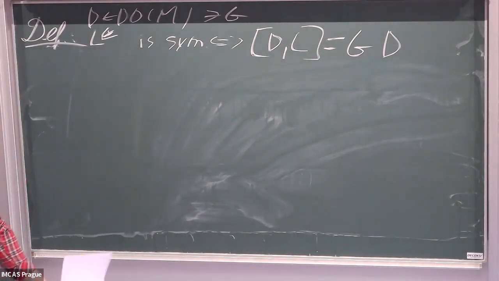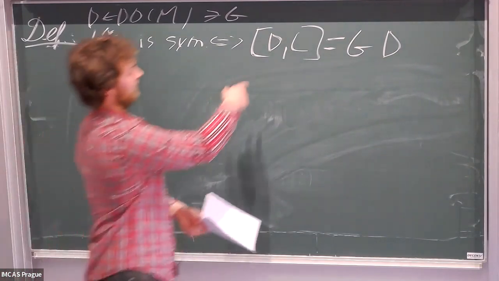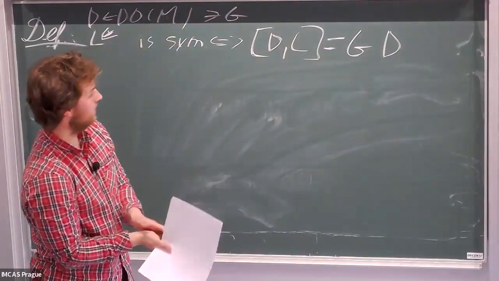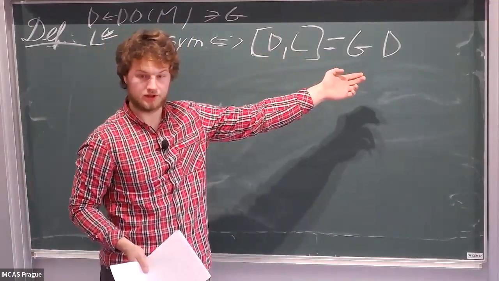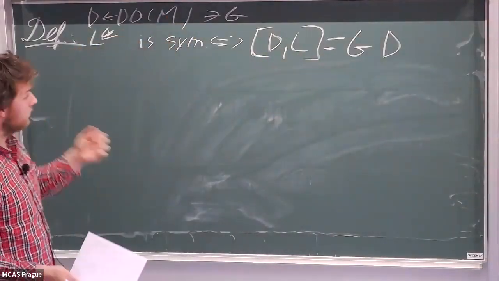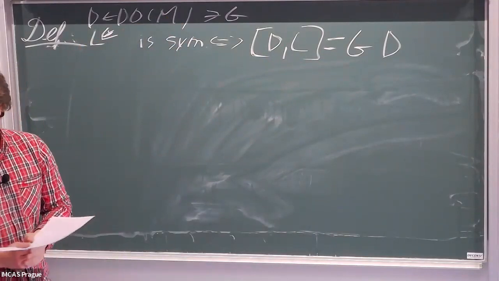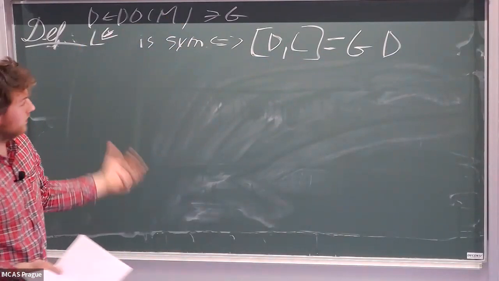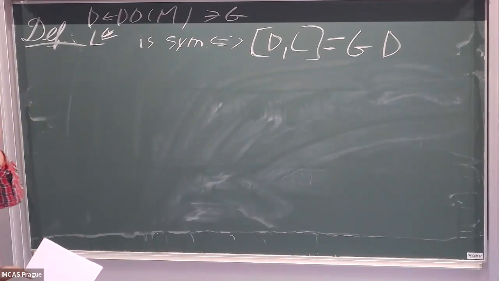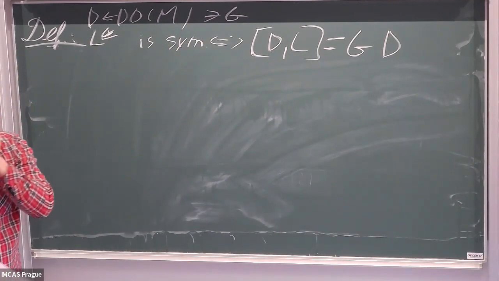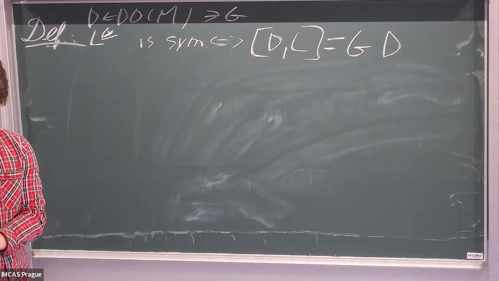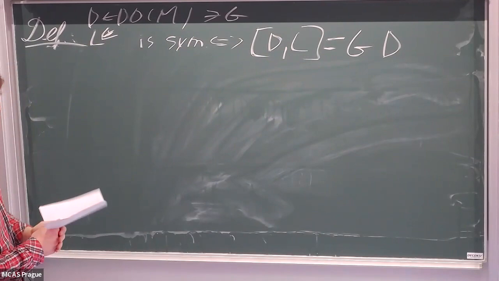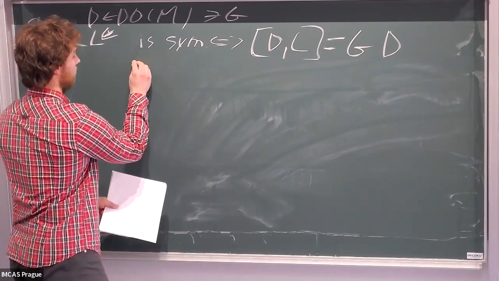Motivation for this. Yes, motivation. If you have this sort of relation, you can see that L preserves the kernel of D. So it's basically the transformations of the kernel. Yes, for the solution, if the right hand side is zero, that's a special case. I will call it.